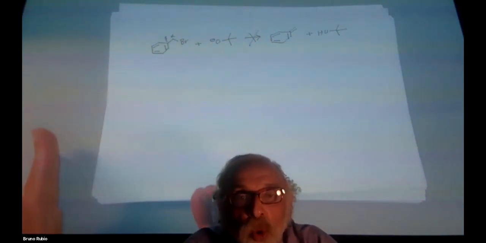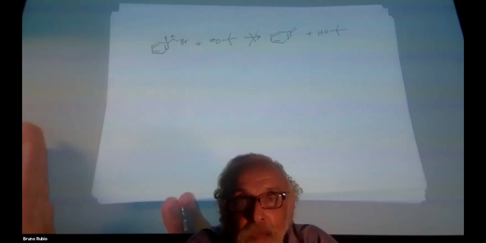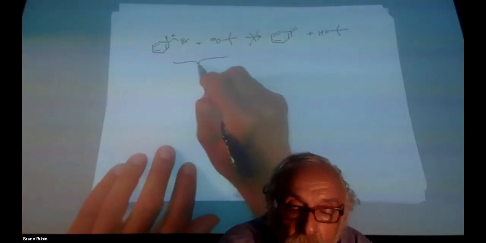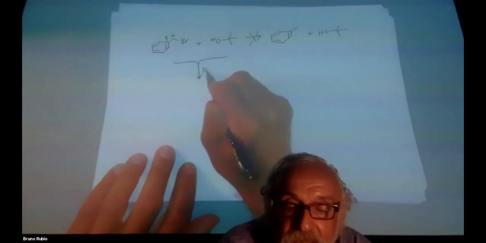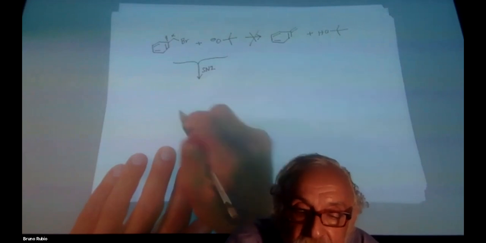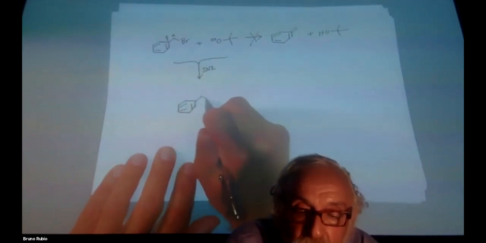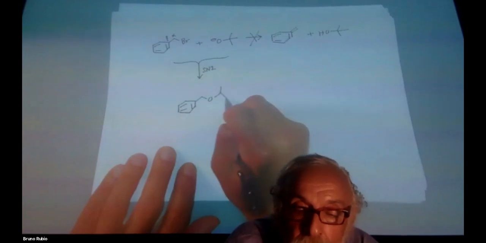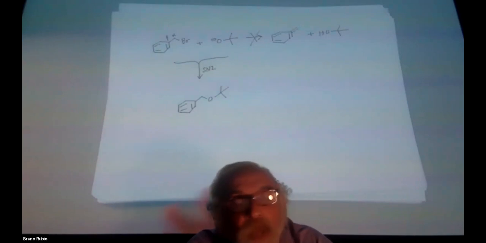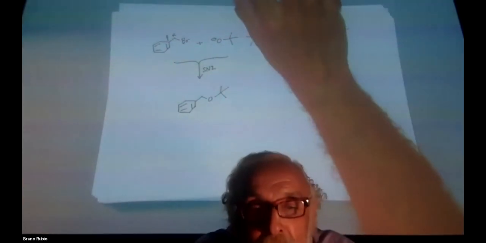What happens when elimination can't happen? Substitution does. So this is going to be SN1. Whoops. It's going to be SN2. And I'm going to get that SN2 product, right? Flowchart be damned. And the reason this works is because elimination can't happen.